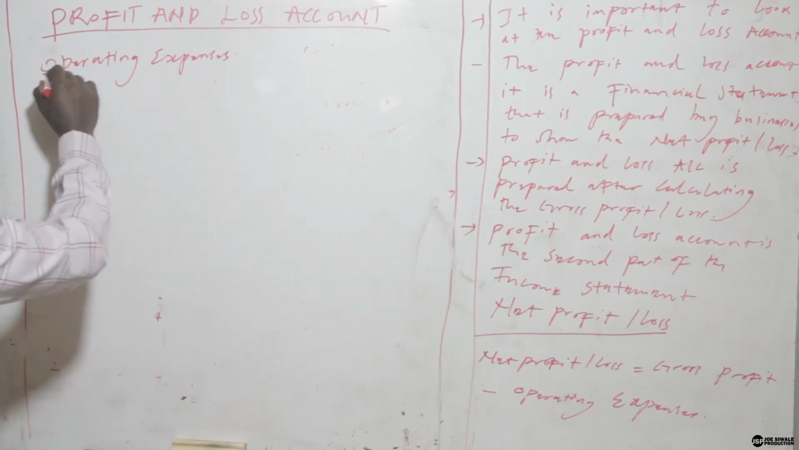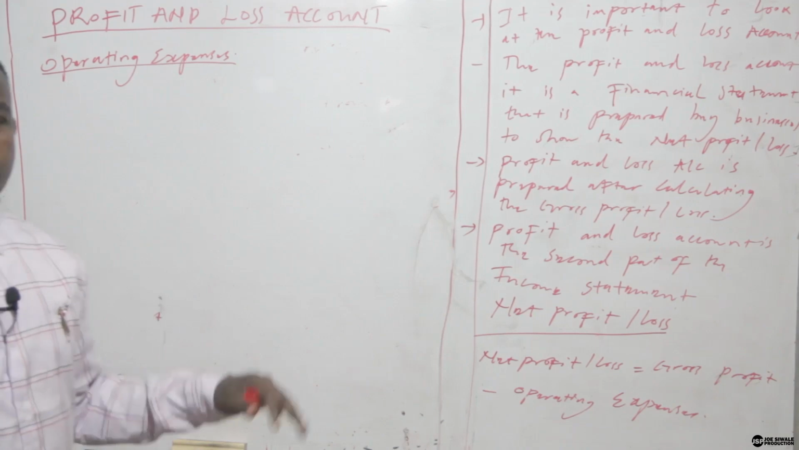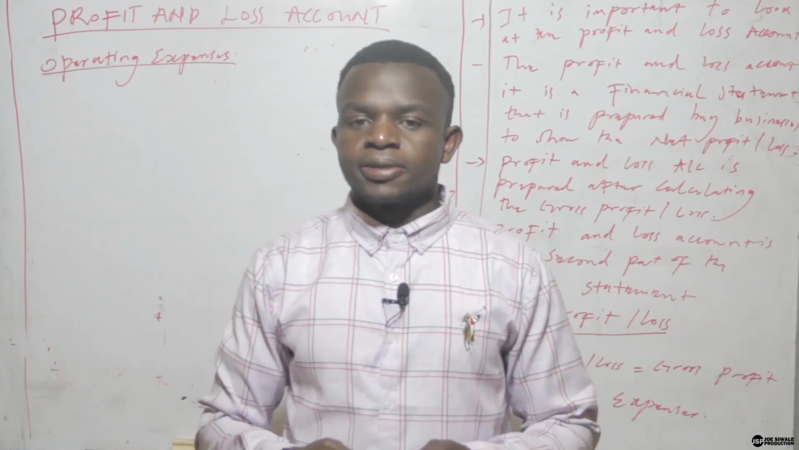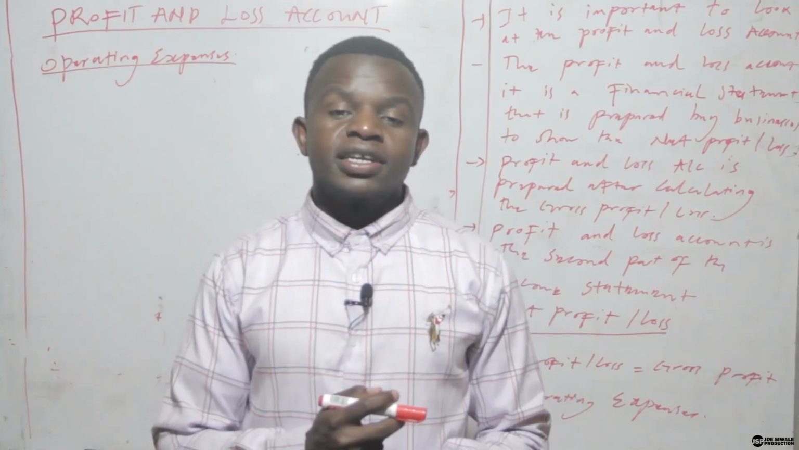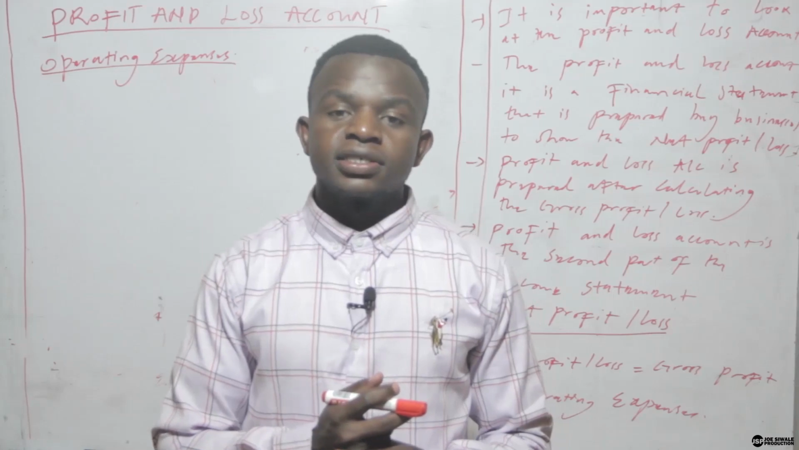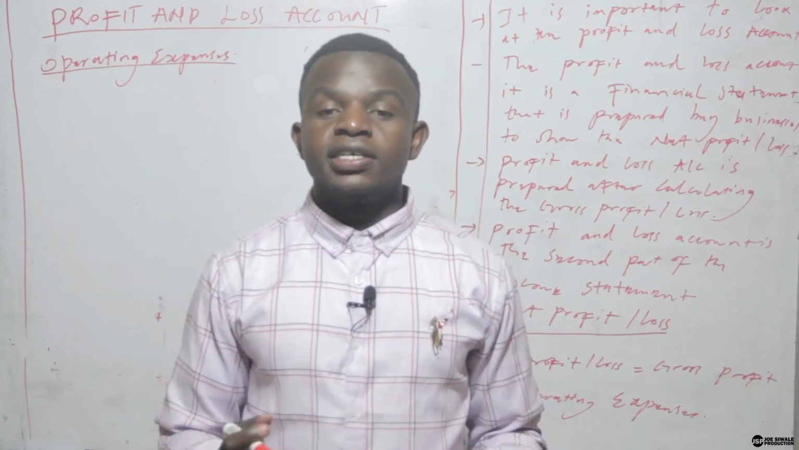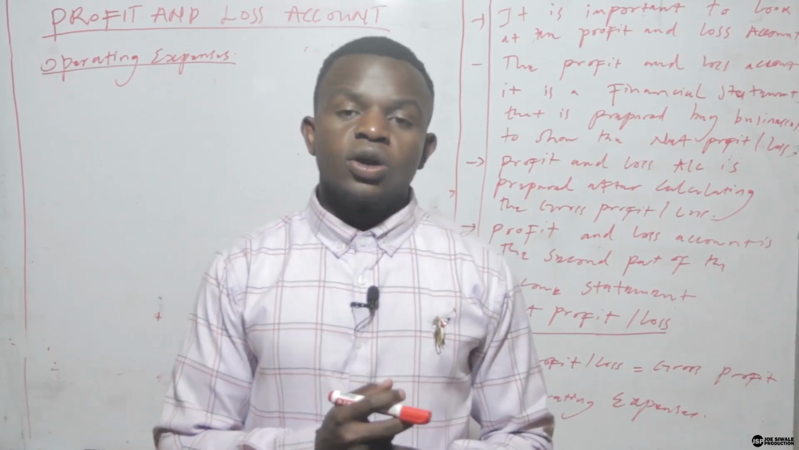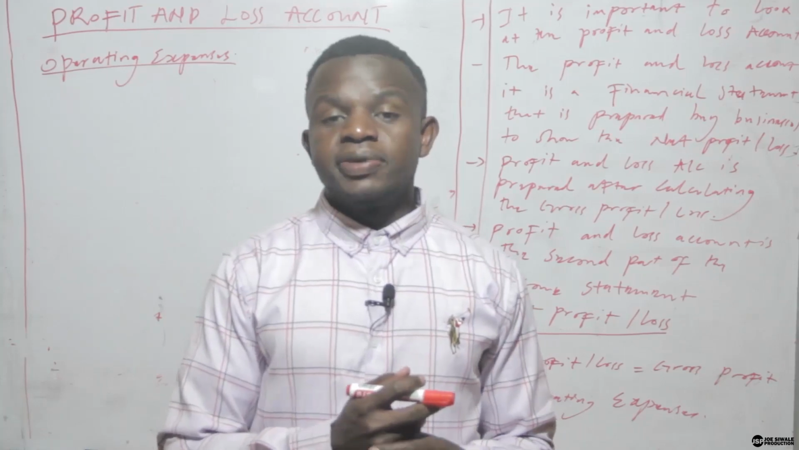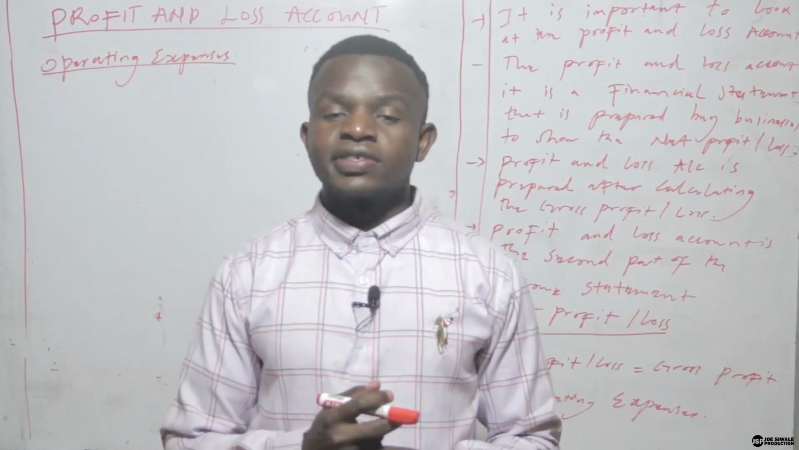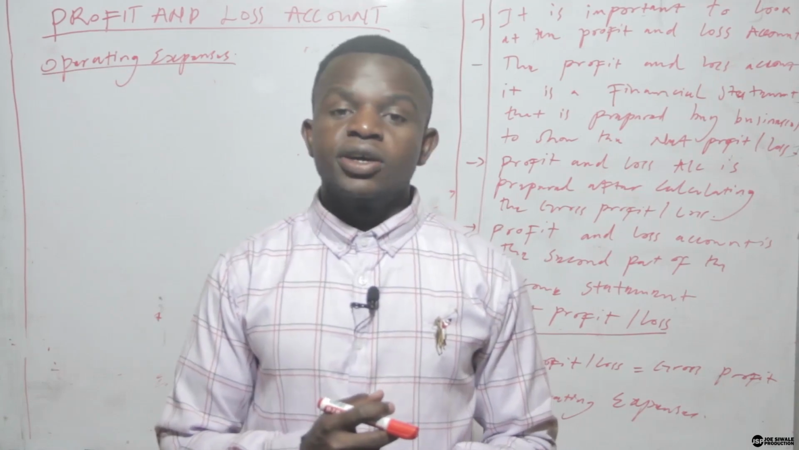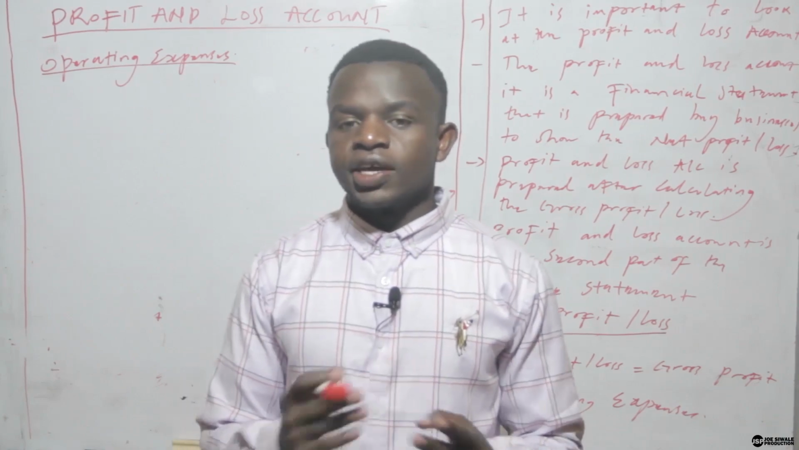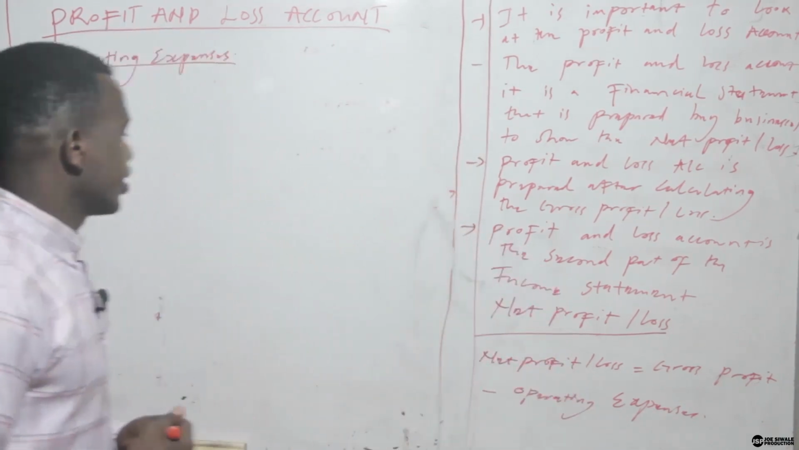So the first thing that you're supposed to know with operating expenses is that they are also referred to as indirect expenses. Operating expenses can be defined as costs that are incurred by businesses on services that help in running the organization. And this can be divided into three parts: selling and distributing expenses, office and administrative expenses, then financial expenses.